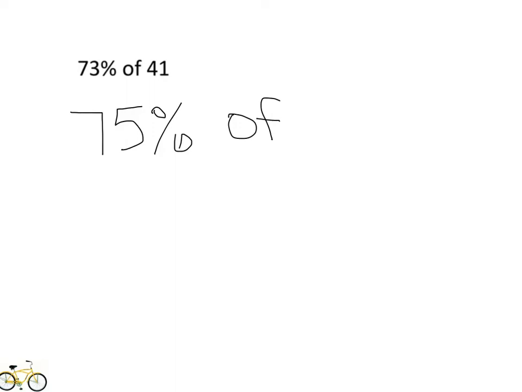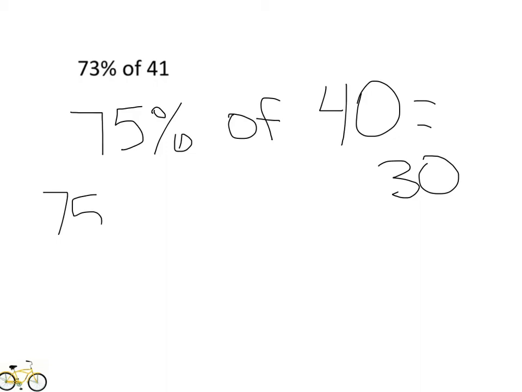Now, I could find that, but there's an easier number I could use. 75% of, let's round down to 40. 75% of 40 is a lot easier. 75% of 40, if I think about it, is 30. Now let's look at how I came up with that. 75% is the same as saying 3/4. And I also know that I could do that by doing 75 out of 100.